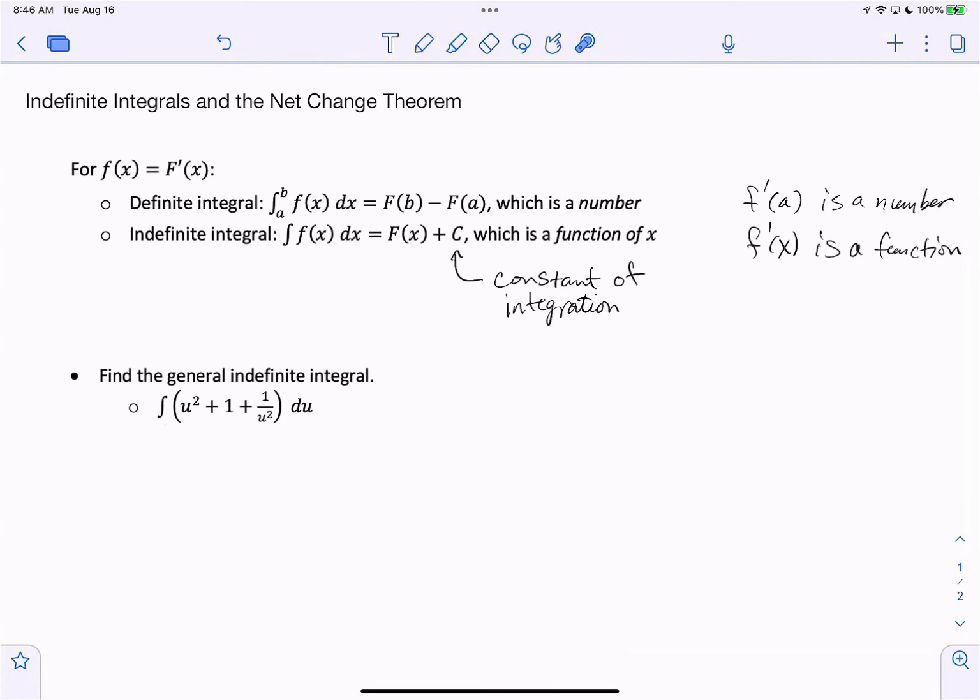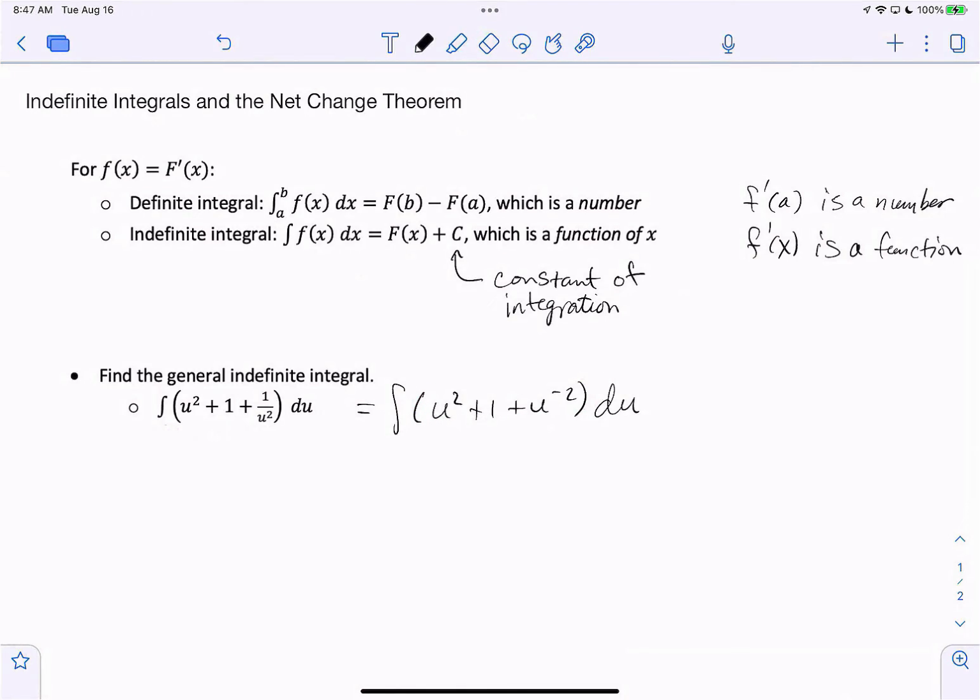We're asked to find the general indefinite integral. And we're looking at the integral of u squared plus 1 over u squared du. The first thing I'm going to do is rewrite this so that 1 over u squared is in exponential form. So I have the integral of u squared plus 1 plus u to the negative 2 du. That'll make it just a little bit easier for me to use the power rule for integration. Notice because my integrand has multiple terms, I have parentheses.